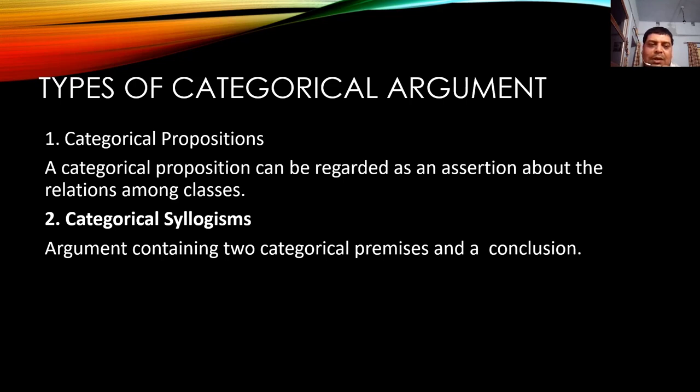A categorical proposition can be regarded as an assertion or assumption about the relation among classes, categories, or groups. The second one is categorical syllogism, an argument containing two categorical premises and a conclusion. So these are arguments having two premises and a concluding sentence.